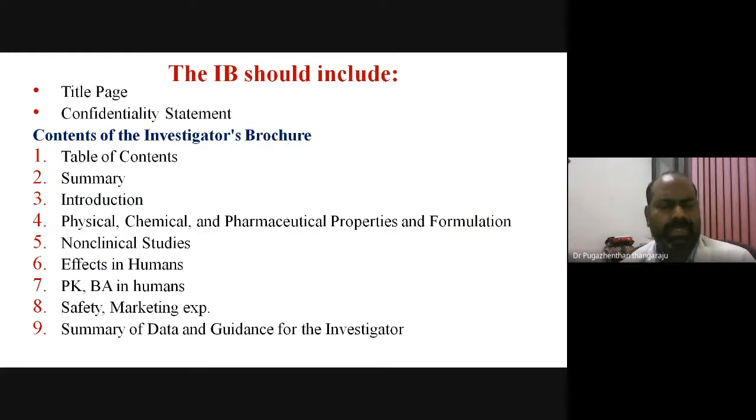So these are the components of the investigator's brochure: it should contain a title with confidentiality statement, table of contents, summary, and an introduction on why the product has been planned. Then the physical, chemical, pharmaceutical properties and formulations, the results of the non-clinical studies, the effect in humans for the first time, the pharmacokinetics or bioavailability in humans, and the safety, or any marketing experience. Finally, the overall summary of the data, the efficacy and safety data, should be a proper guidance for the investigator who can look into the investigational product.